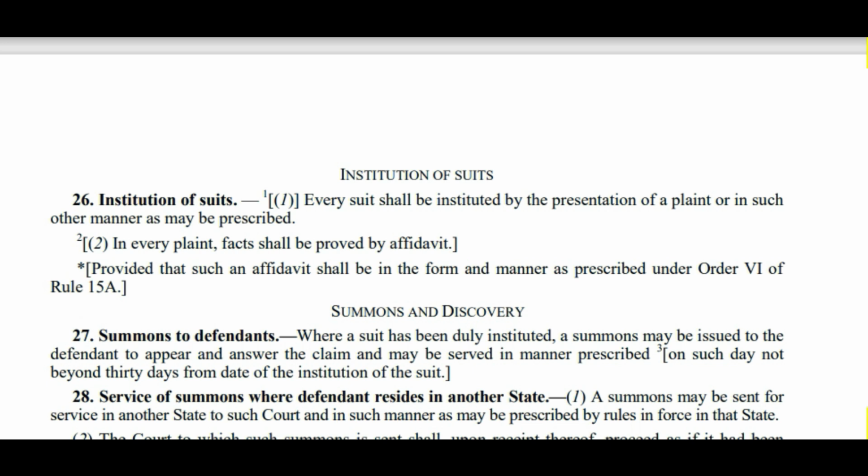Every suit, whatever be the contents of it, if you are planning to file a suit, you can institute it by presenting a plaint. Or if the court says you need to do it in a different manner, then you have to do it in a different manner. Otherwise, in general, if you're planning to file a suit, it should be by way of presenting a plaint. And in every plaint, the facts shall be proved by an affidavit. This is given, but in many cases they don't do it. They just simply file the plaint. In some courts they do accept, in some courts they do demand an affidavit. The affidavit which is filed shall be in the form and manner prescribed under Order 6 Rule 15A.